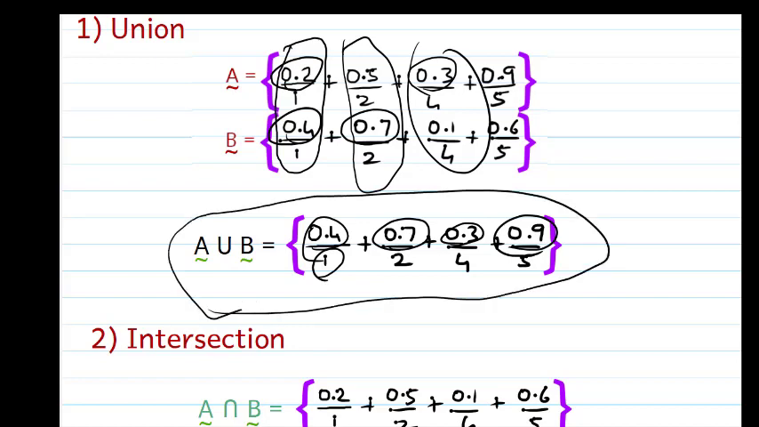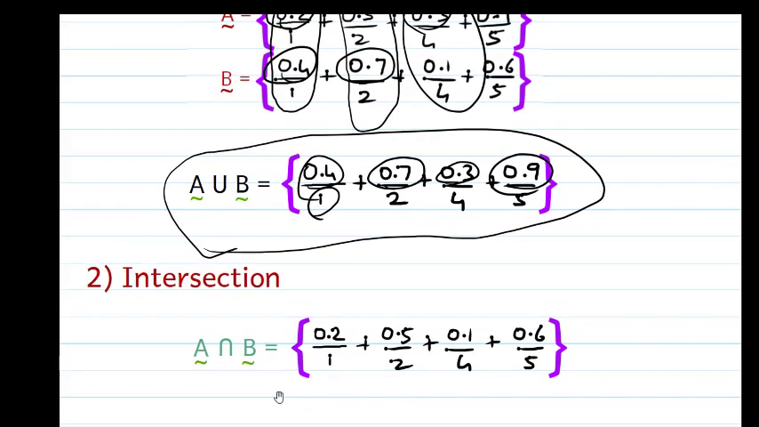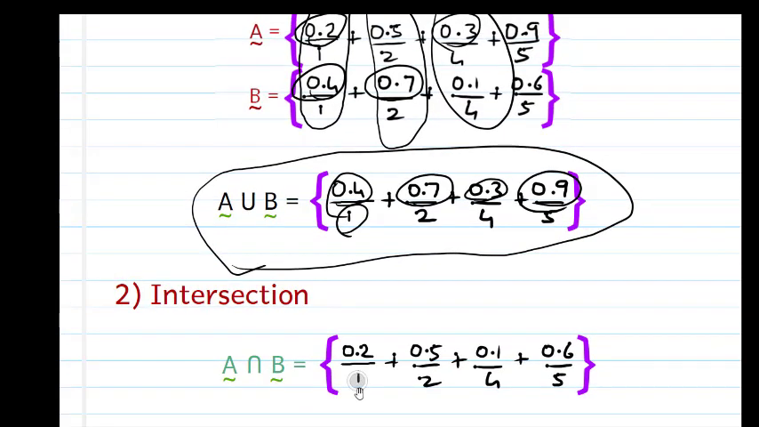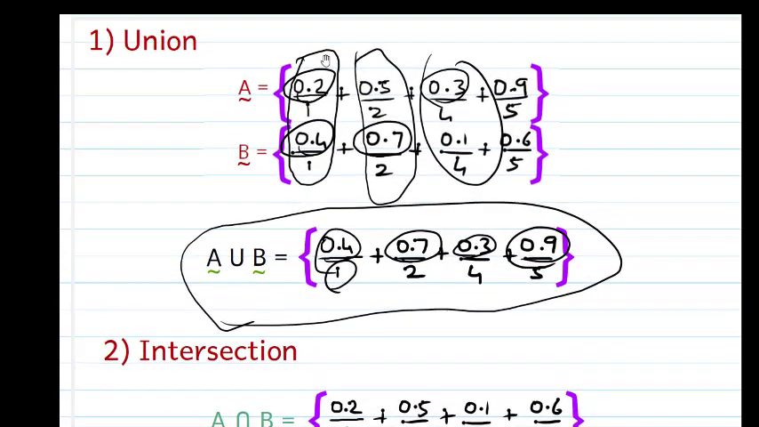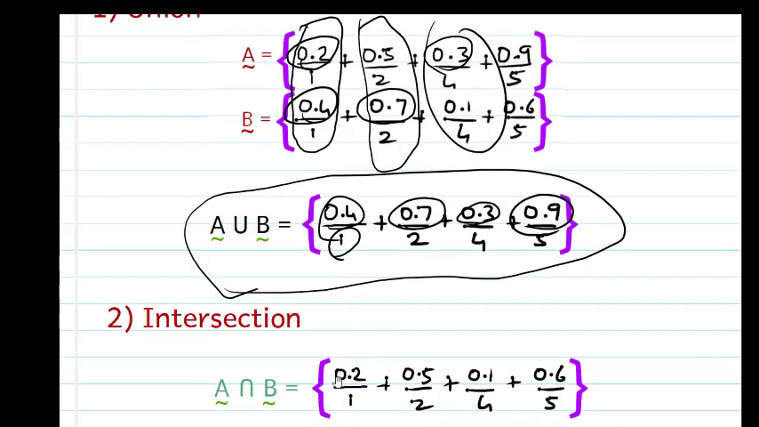Now in the case of the intersection operation, we take the minimum value. If we see these two, 0.2 is the minimum, so we write 0.2. For 0.5 and 0.7, 0.5 is the minimum; for 0.3 and 0.1, 0.1 is the minimum; for 0.9 and 0.6, 0.6 is the minimum. So this is the intersection operation.